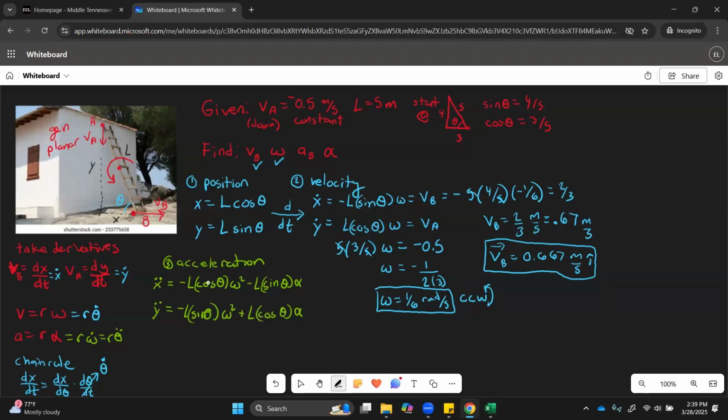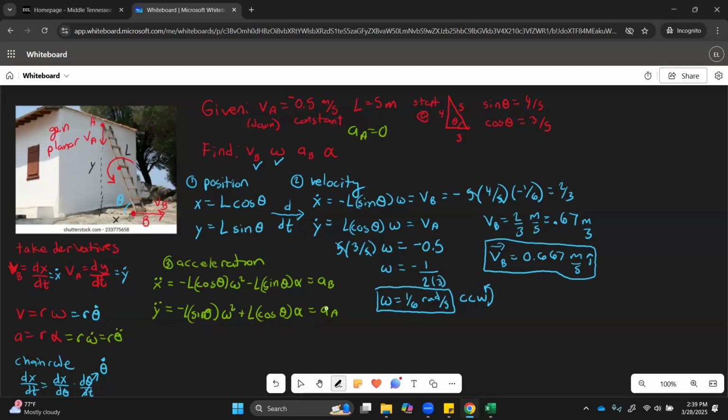Now, the x double dot equals acceleration of B, and the y double dot equals acceleration of A. But we were given in the problem that VA is constant. So that means that acceleration of A equals 0.